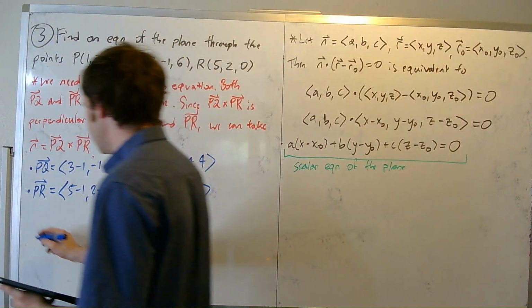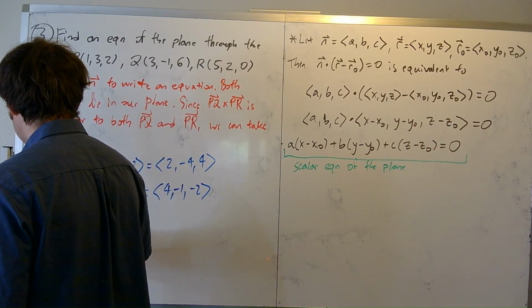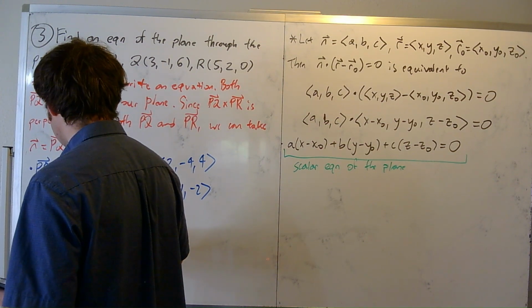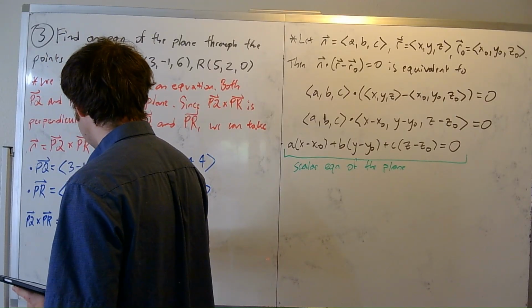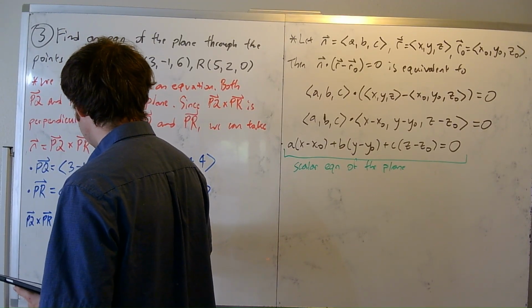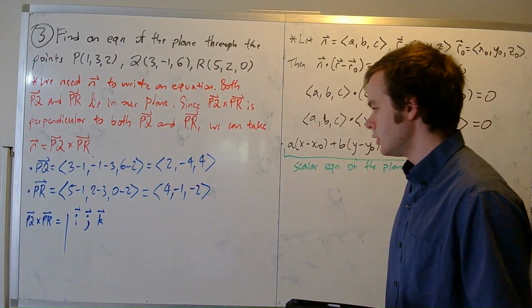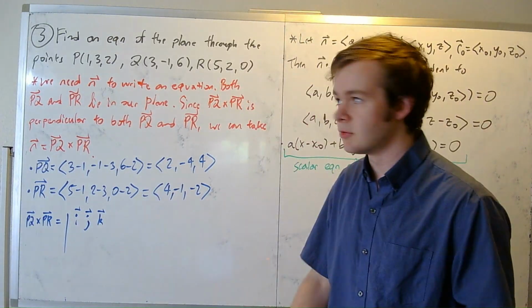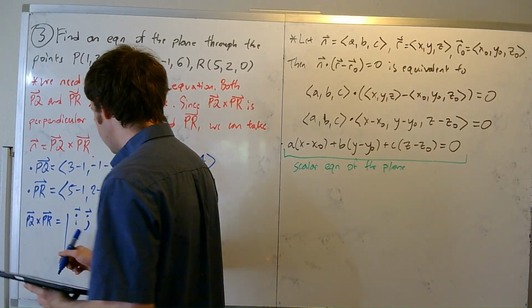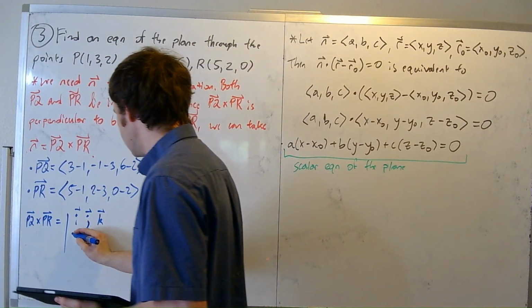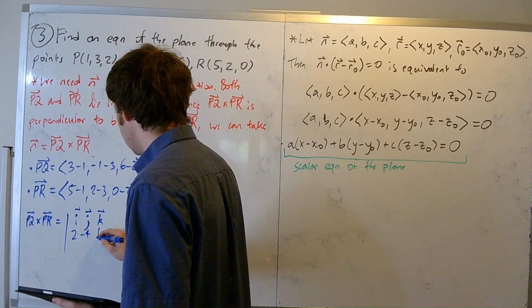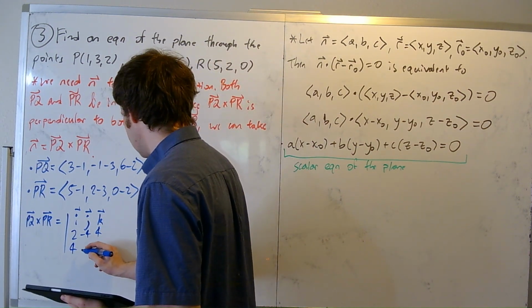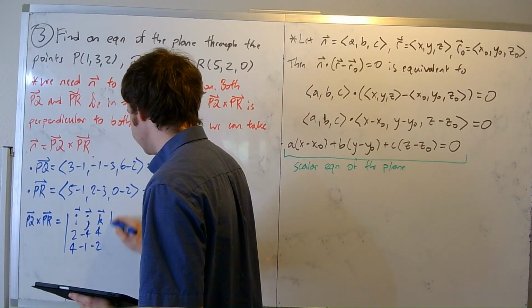So remember the way we do that is PQ cross PR equals, so the way we do that is by taking our determinant, where our first row is the vectors i, j, and k. Remember those are unit vectors in each of the directions. So this is the unit vector in the x direction, in the y direction, and in the z direction. So those are our unit vectors. Then we write out the coordinates of PQ, 2, negative 4, and 4. And lastly, we write out the coordinates of PR. So 4, negative 1, and negative 2.